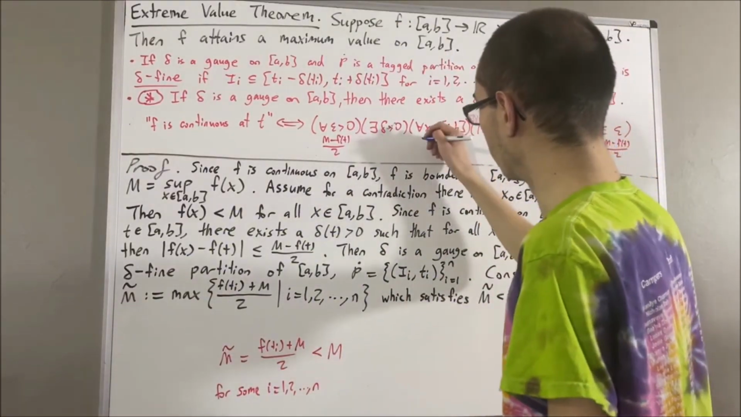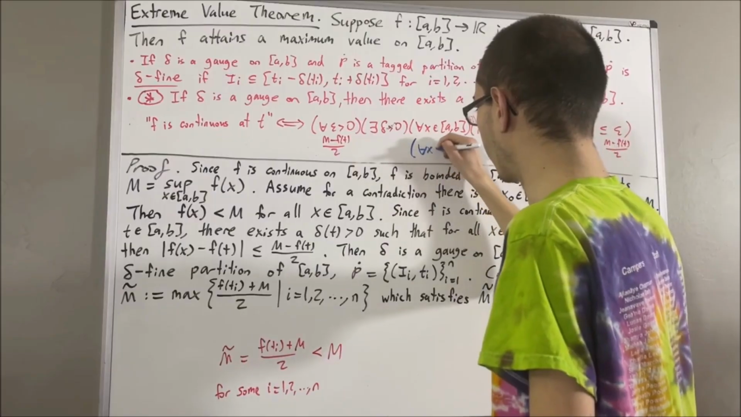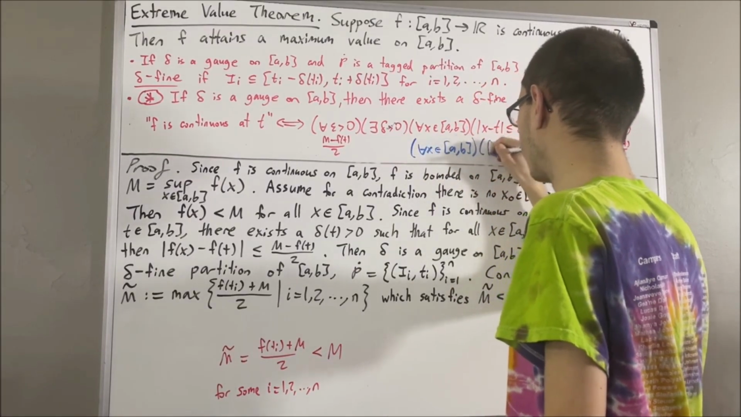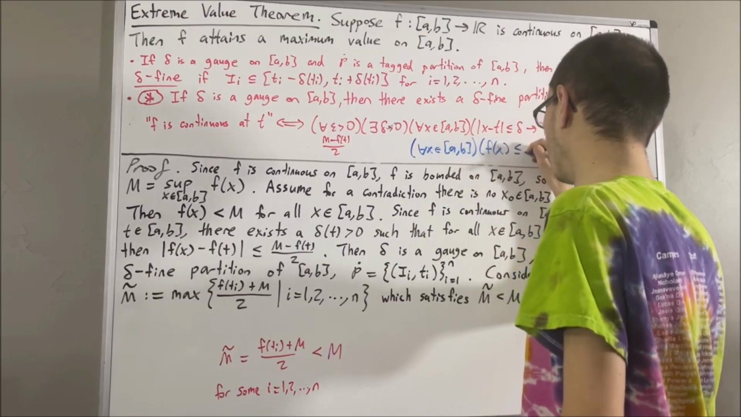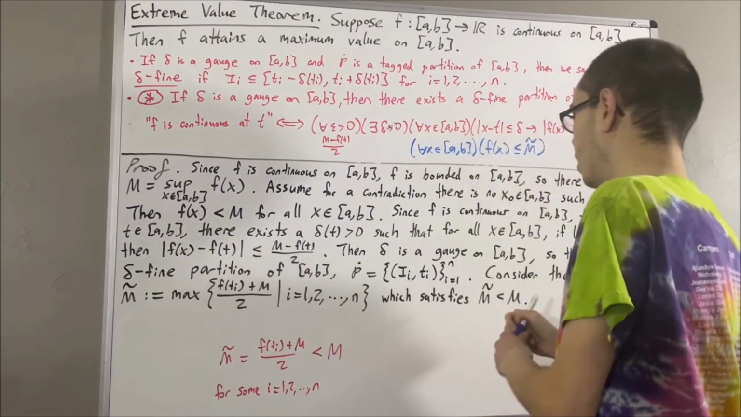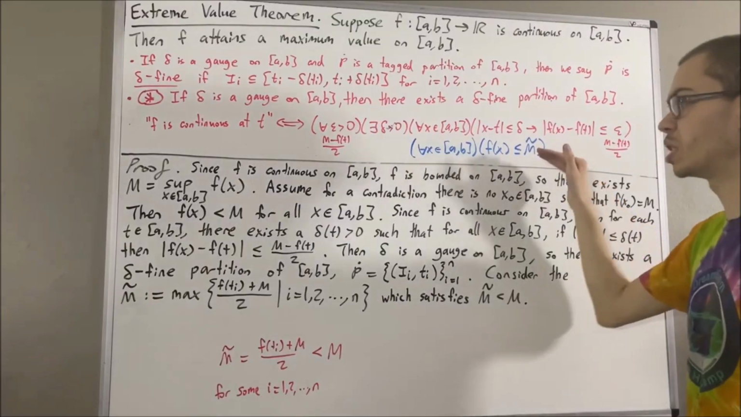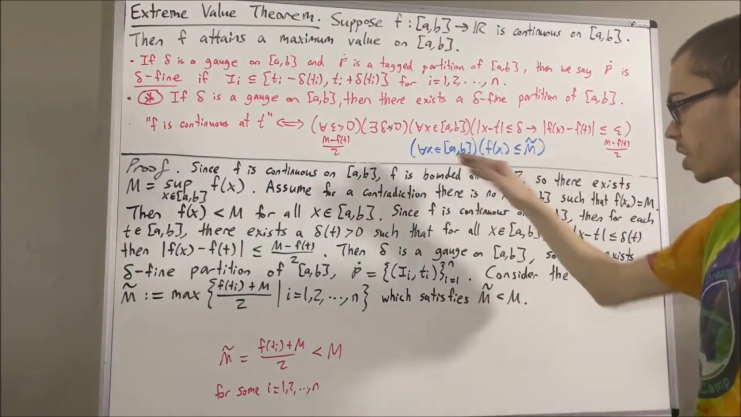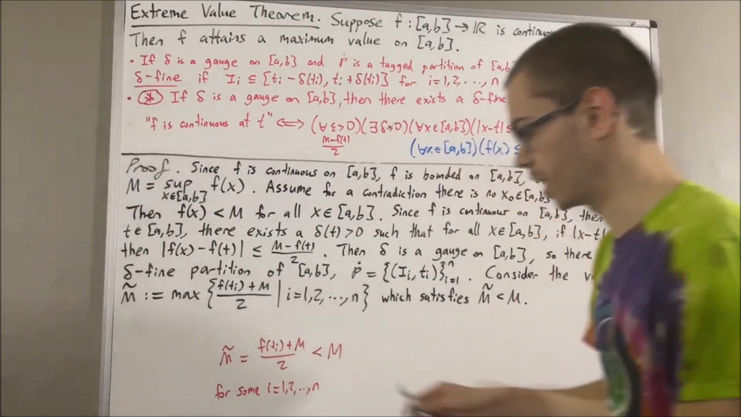And to prove that, we want to show for all x in [a, b], f of x is less than or equal to m tilde. If we prove this, then that will prove m tilde is an upper bound for the output values of f. So let's give ourselves an arbitrary element x in [a, b].